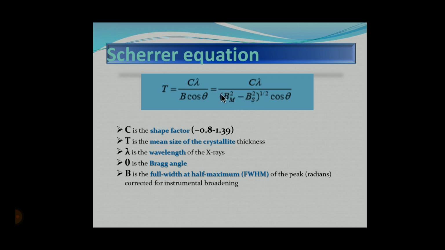And here we have two things, that is BM as well as BS. BS represents the full width at half maximum for the standard sample, and BM is that of our sample. So we'll be using a standard and a sample, right? The value of the shape factor is usually about 0.8 to 1.39, and we usually take it as unity. So in some equations, the value of C is taken as unity so that C can be omitted, right? So this is the Scherrer equation, which is used for finding out the mean size of the crystallite.